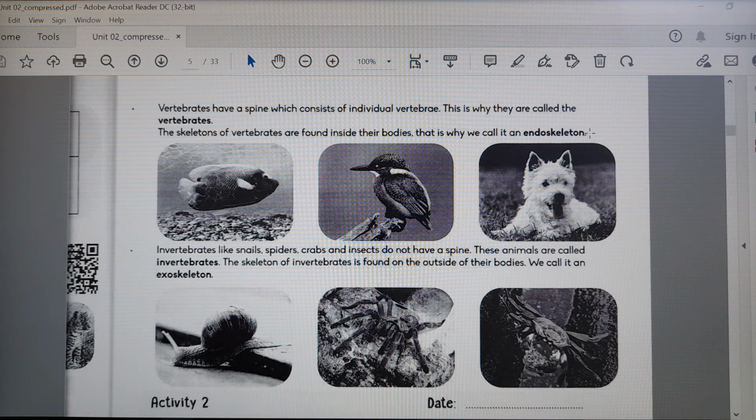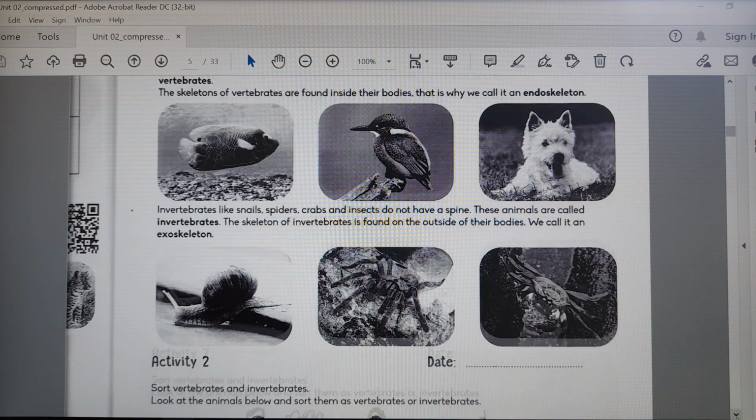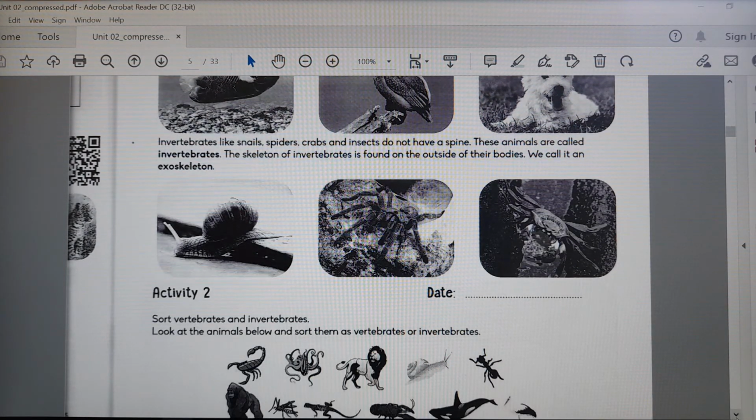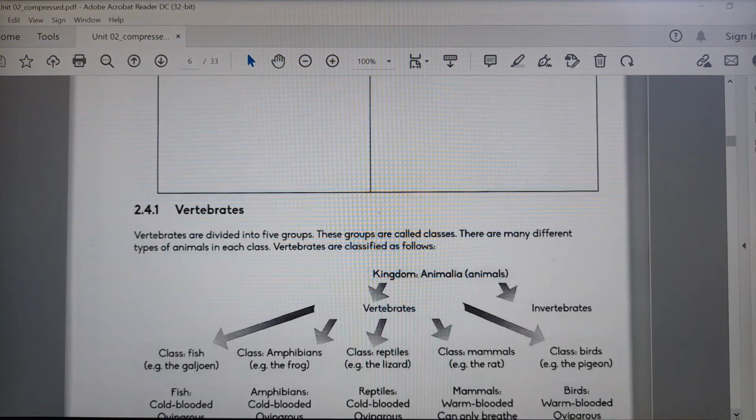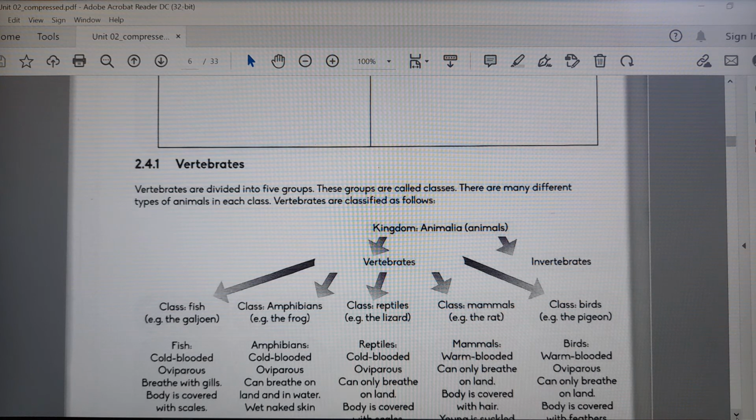And the invertebrates have the skeleton outside of their bodies, and we call it an exoskeleton. So these are examples of invertebrates. They don't have a spine and their skeleton is outside. Okay, not too difficult. The animal kingdom is divided into two types, vertebrates and invertebrates.